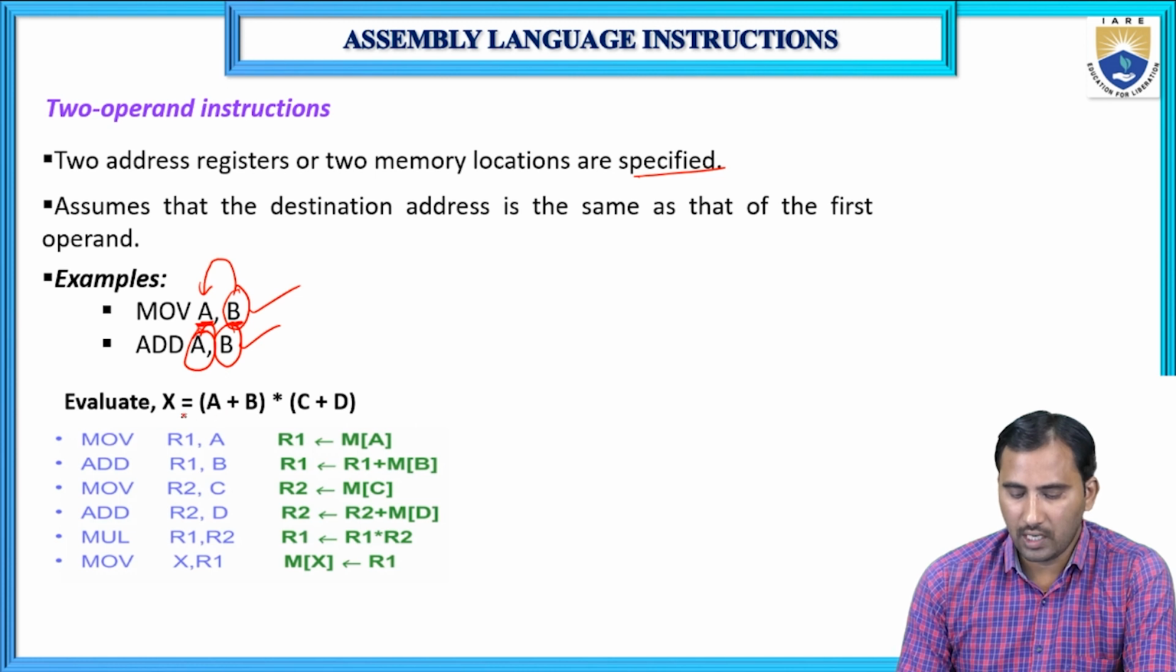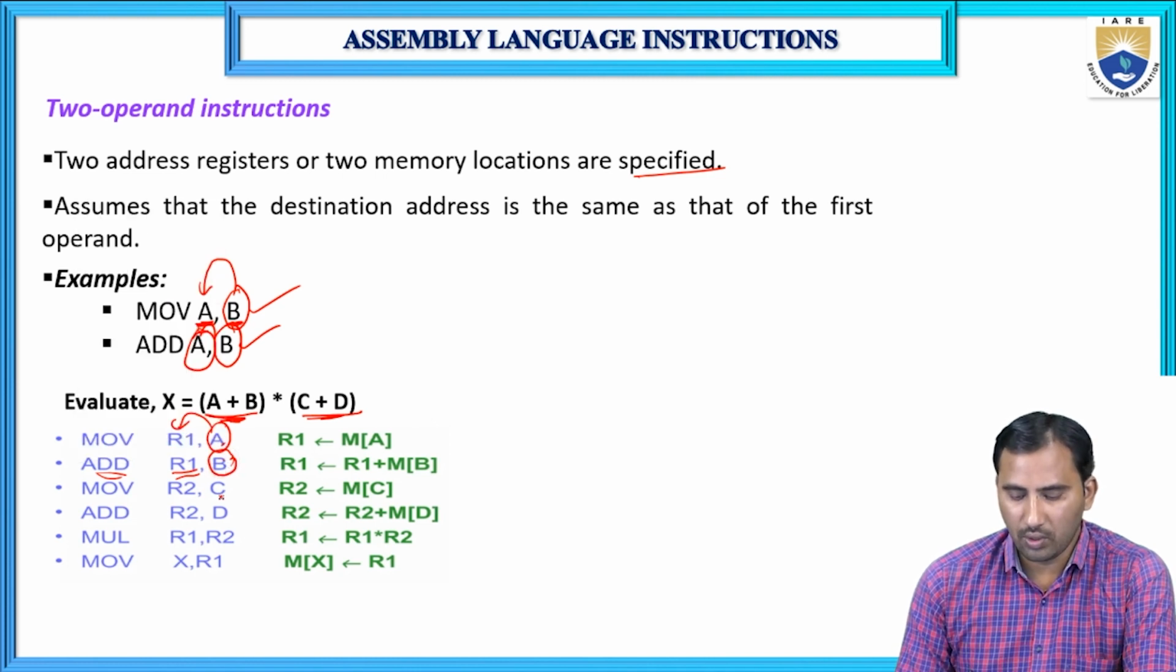Suppose, in order to evaluate this expression, X is equal to A plus B into C plus D. First we need to perform this addition operation, after that the C plus D addition operation, and after that we need to perform the multiplication. For that purpose, move R1 comma A. So first the A value will be loaded into the register R1. Then we are performing the add operation with B: add R1 comma B, because in the R1 register we already have the contents of the register A. So the contents of the register A we are adding with B.